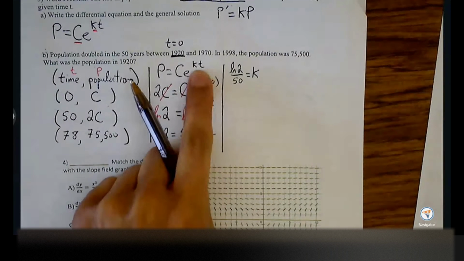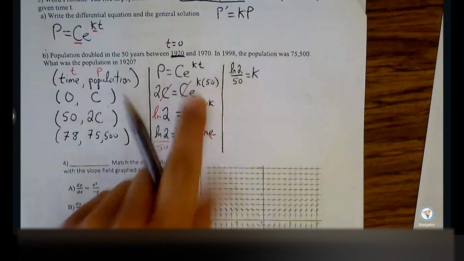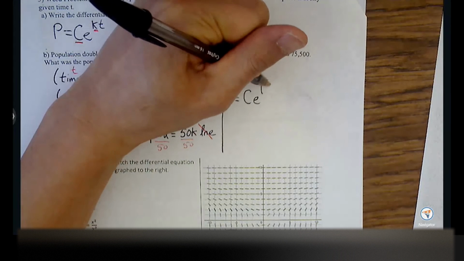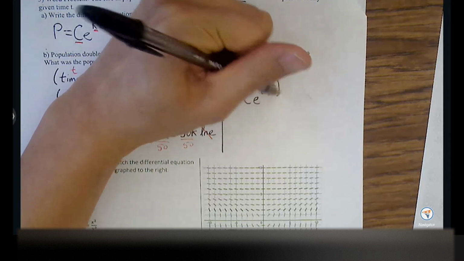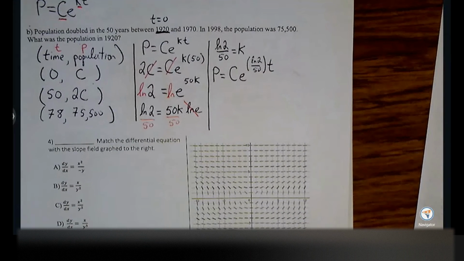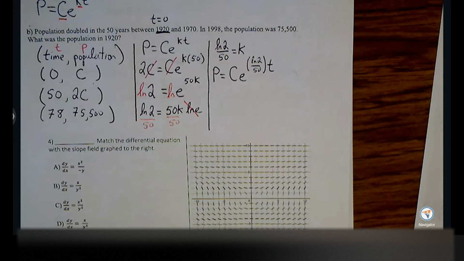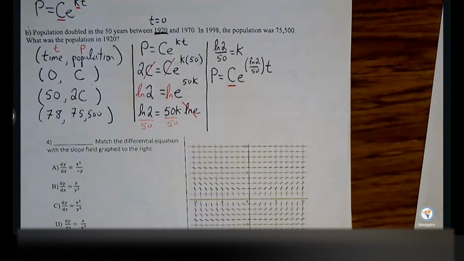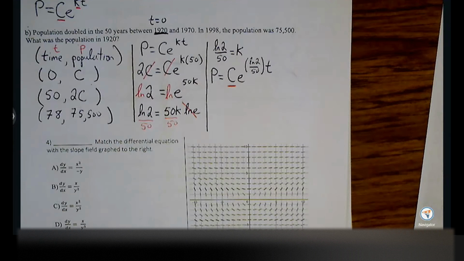Okay. Update our equation now. We're going to go back to our general equation, replace K with what we found. All right, what do you think we can do next? This is our ultimate goal here. Our goal is to solve for that C. Any ideas?